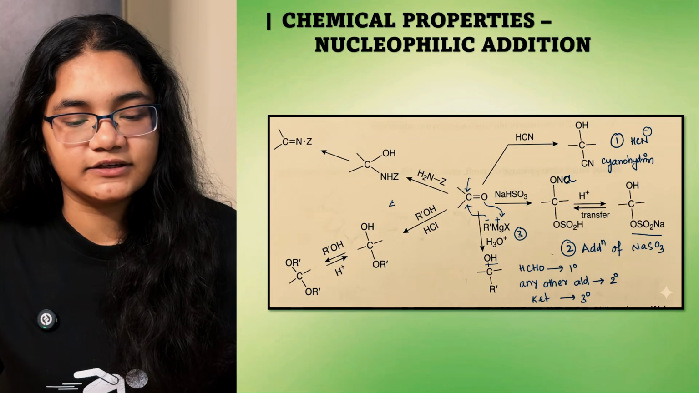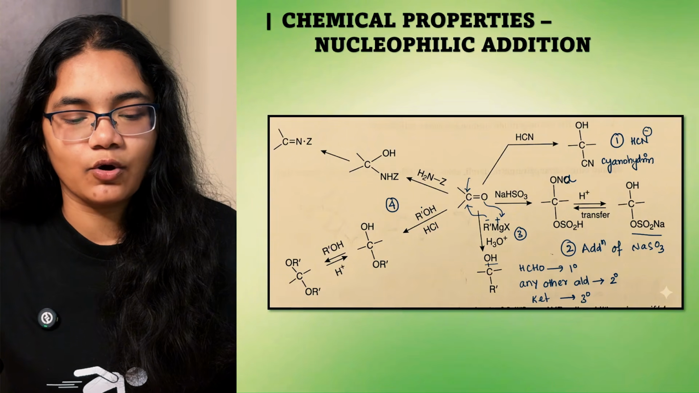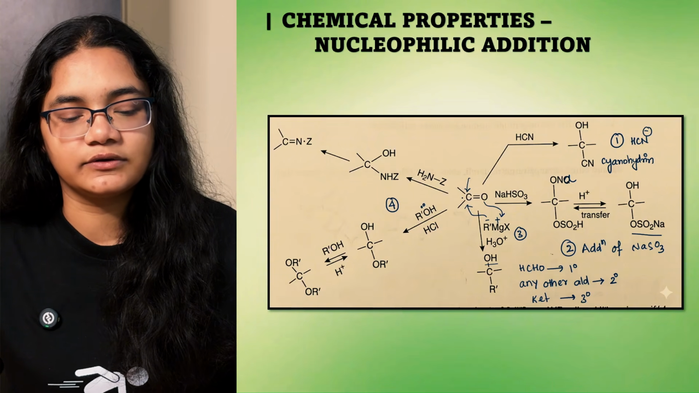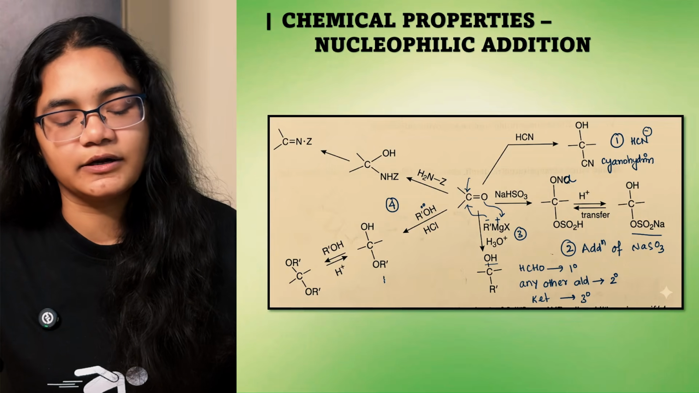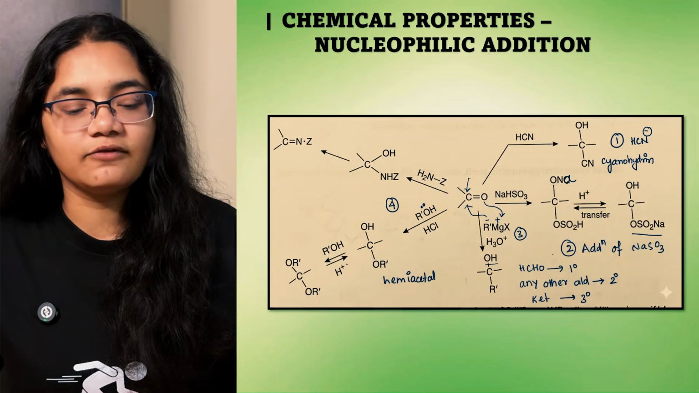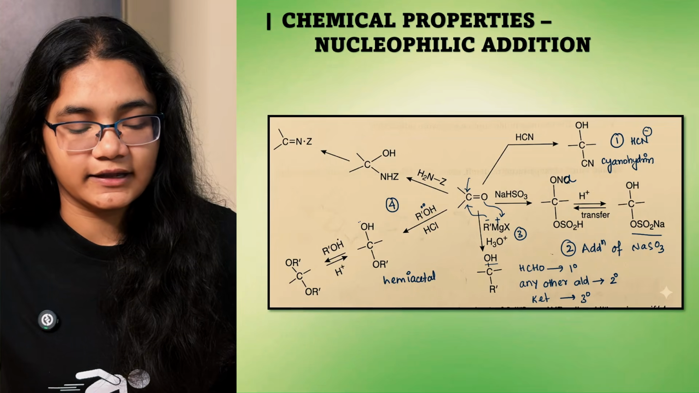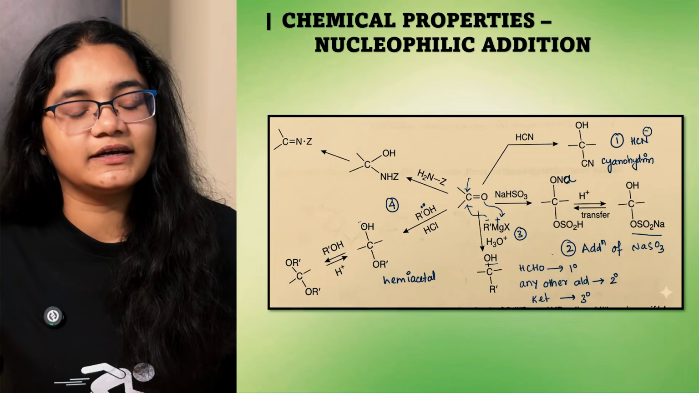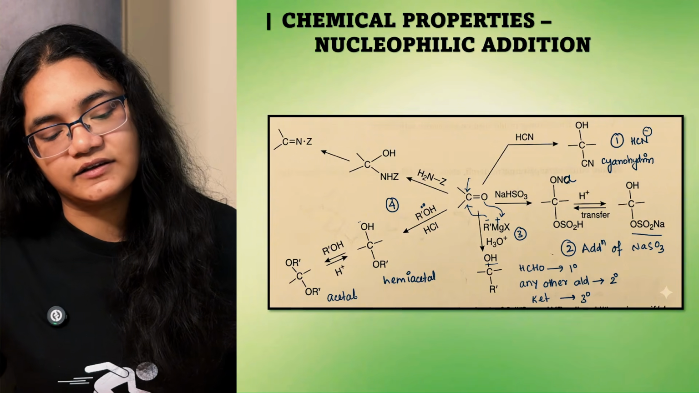The fourth one is addition of alcohols. First of all, oxygen has a lone pair, so it will attack on this one. So first you get a complex like this, OR' and OH. This particular product is called hemiacetal. Now if you add excess of alcohol, then you get the OR' structure, which is your acetal structure.